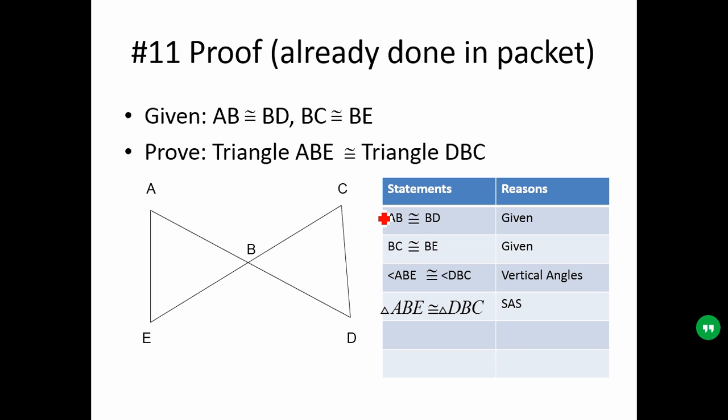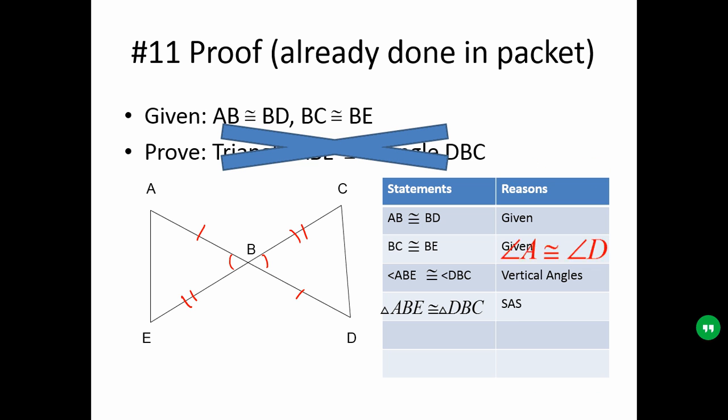All right, this proof we've already done. So we've already shown how, when just given this little piece of information, AB, BD, BC, and BE, we've already proven that these two triangles are congruent by side angle side. But now let's suppose that instead of trying to prove that those two triangles are congruent, what we're trying to prove is something like angle A is congruent to angle D.